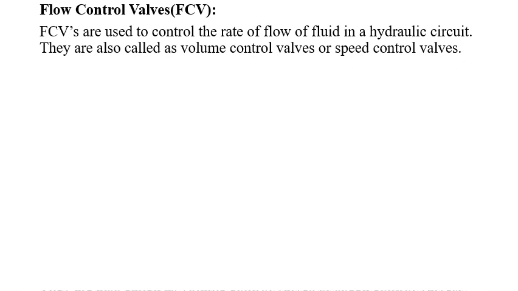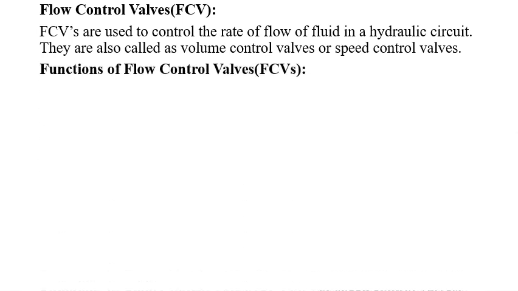Flow control valves. Flow control valves are used in the hydraulic system to control the flow rate of the fluid. These flow control valves are also called volume control valves or speed control valves. Here, the flow rate in a hydraulic system can be varied by throttling or by diverting the flow. This happens in the flow control valves.